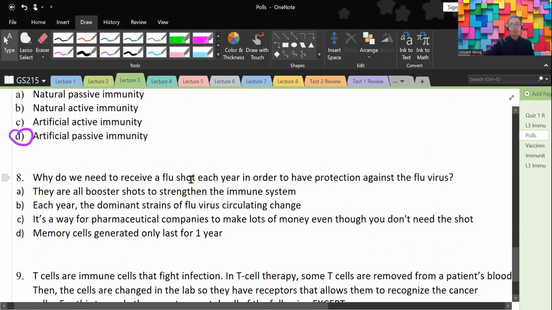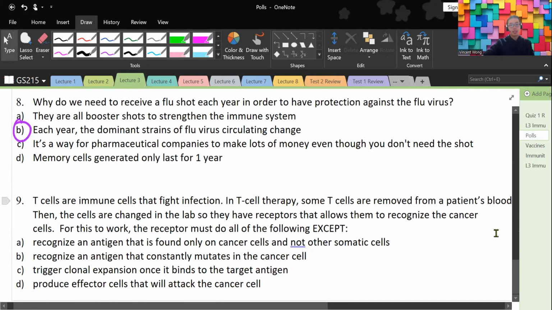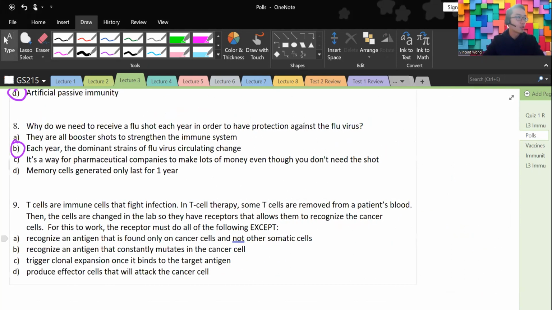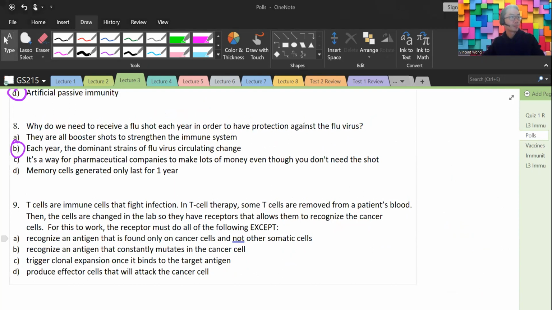Why do you need to receive a flu shot each year? We talked about this already. Because each year the dominant strain of flu virus circulating changes. Okay, this one is a heavy one. So I'm going to give you a moment to try that. Go ahead.